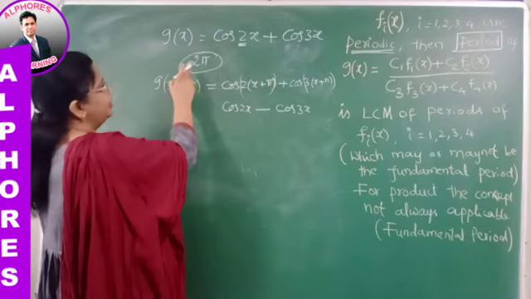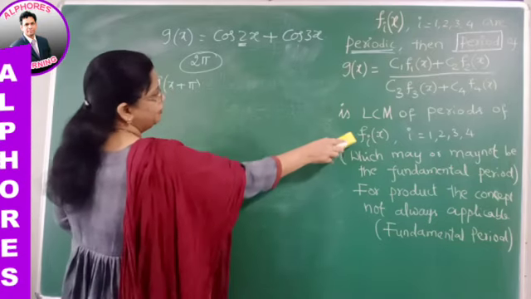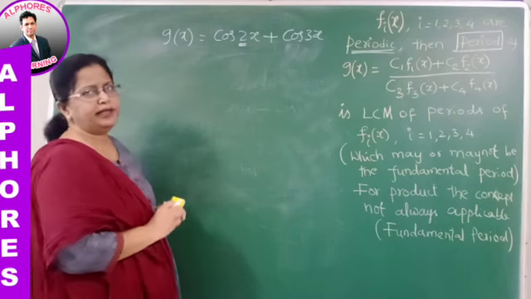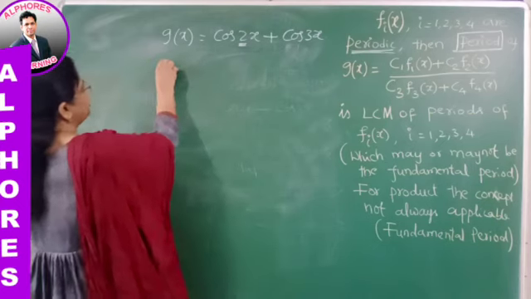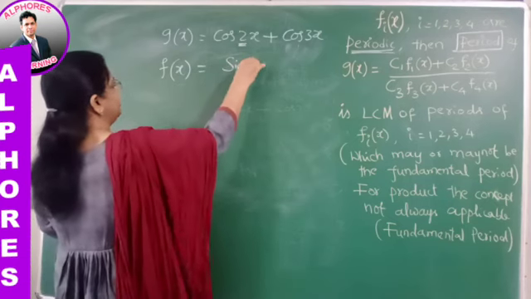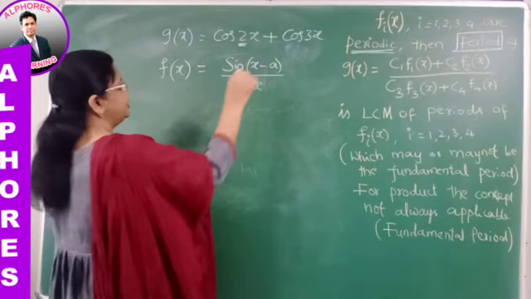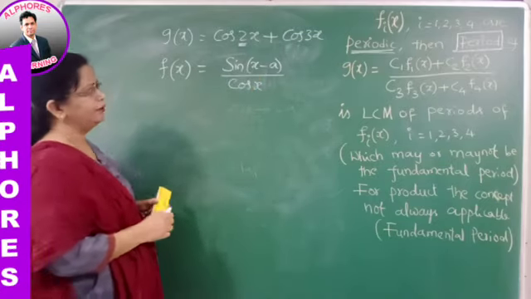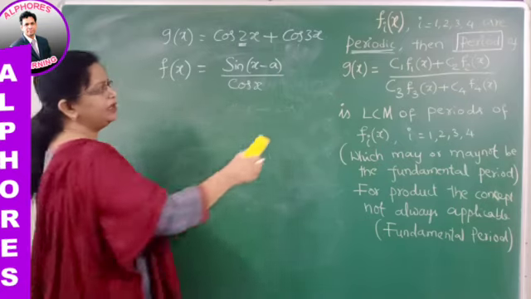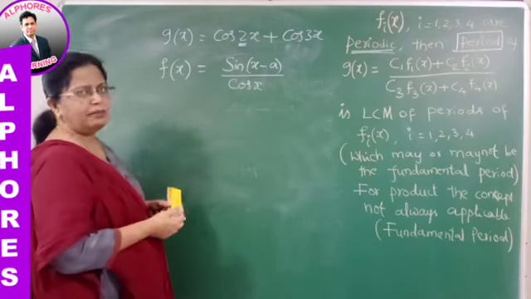So here only 2 pi is our fundamental period, which we got directly from this concept, that is the LCM of individual periods. Then another function I am taking, suppose f of x is equal to sin of x minus a divided by cos x. Got it, students? So another function I am taking. Now according to this definition, let us take the individual periods.